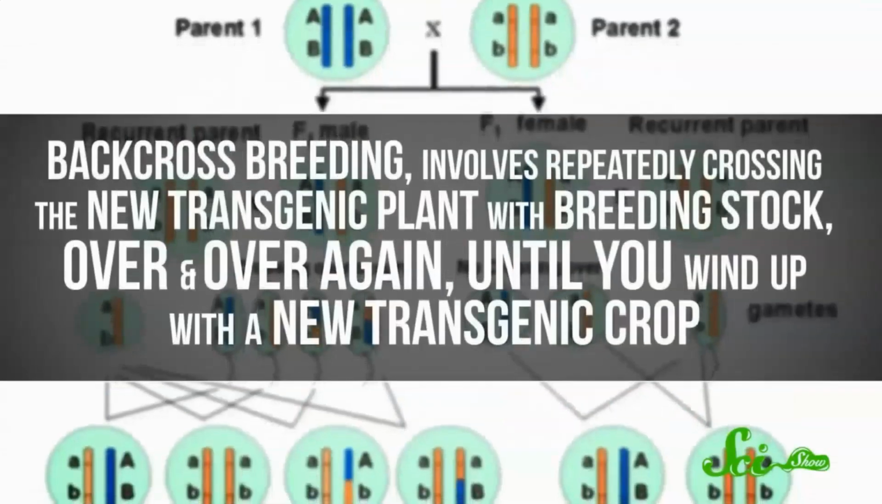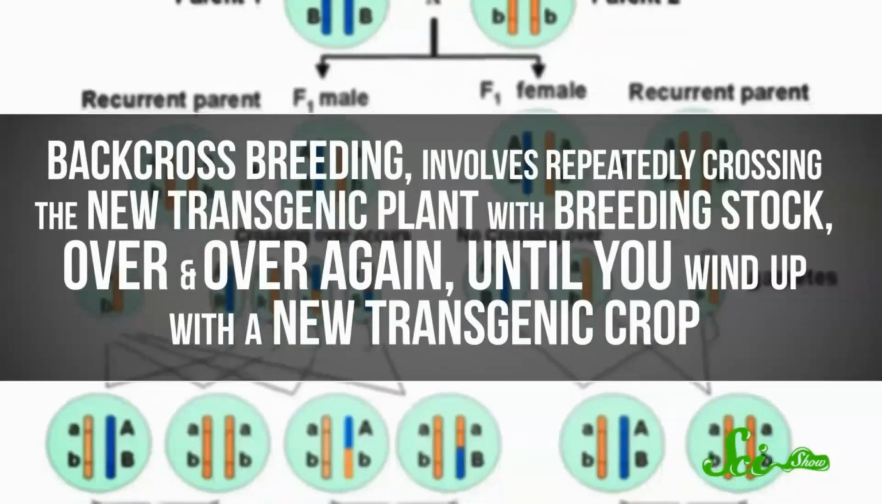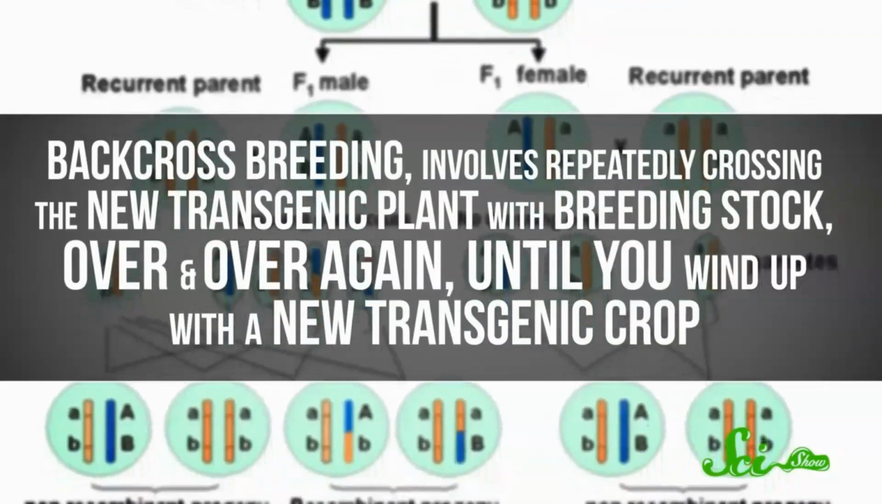So, whether you've used the agrobacterium or the gene guns, you now have a new engineered crop plant. But you can't just put that thing into the ground. You have to introduce this new genetic material into existing traditional strains of the crop. This last step, called back crossbreeding, involves repeatedly crossing the new transgenic plant with breeding stock over and over again until you wind up with a new transgenic crop.